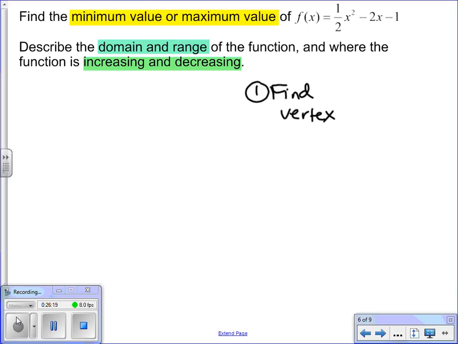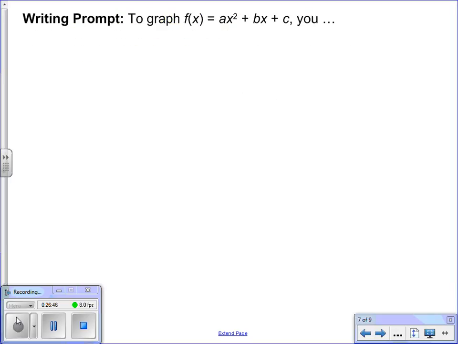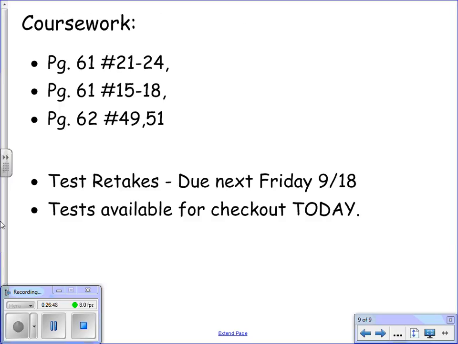So find the vertex. You can tell if it's a minimum or a maximum. Remember how Damon said that a was the same? Since it's positive 1/2 in front, we know that the graph would open up, so that means I'm going to have a minimum value at my vertex. Okay, so you can do that sort of thought process there. And then once you know the vertex, you can answer the range and the increasing and the decreasing intervals. So your homework assignment is here.